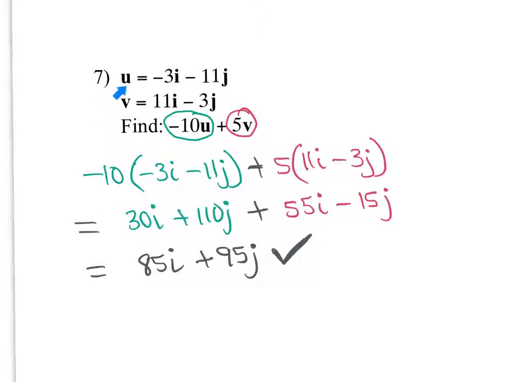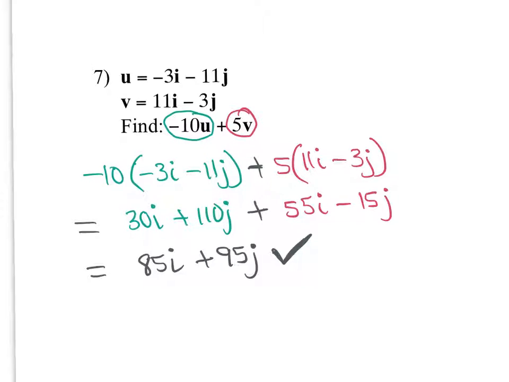And for number 7, alright, we have vector U and vector V. We're asked to find -10 times U plus 5 times V. So you take vector U, which is -3i minus 11j, multiply that by -10. So -10 times -3 is +30i. -10 times -11j is +110j.